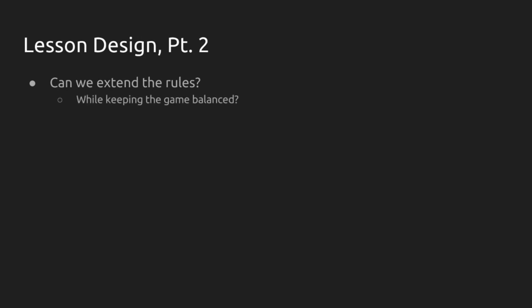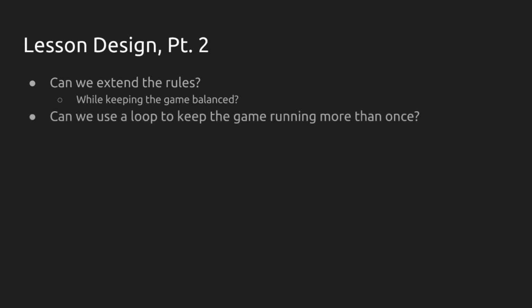So in fact, let's talk about how we can extend this program. Can we extend the rules? We've written this dictionary with keys and values connected to each other for the game. So can we extend it to include other objects besides rock, paper, and scissors? And can we do so while keeping the game balanced? What does adding one other object do versus adding two or three? Could we use a loop to keep the game running more than once? Maybe we could also have some variables to keep track of score. And using the same structure, could students create their own games?